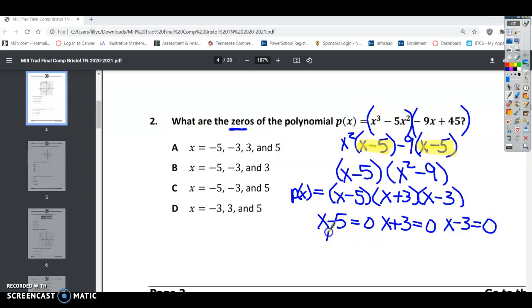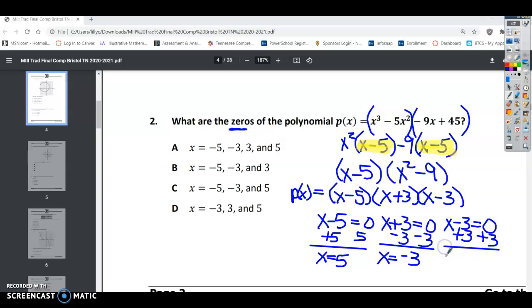So we're going to add 5, so x equals 5. Subtract 3, x equals -3. And then add 3 to the last one. This is how we find our zeros from the factors. So we have 3, -3, and 5. Our answer for number 2 is D.